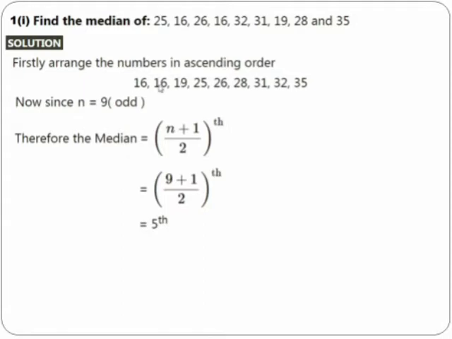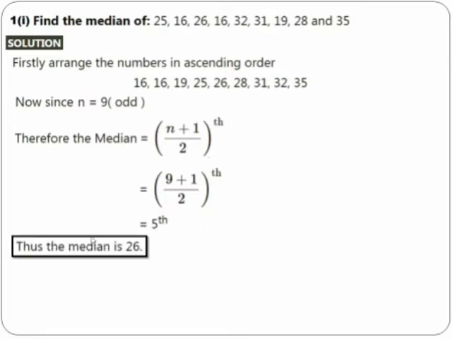Which one is fifth? 1, 2, 3, 4, 5. So 26 is the fifth one, isn't it? So that's why your median is 26. Very simple. Pause the video and note down your solution.